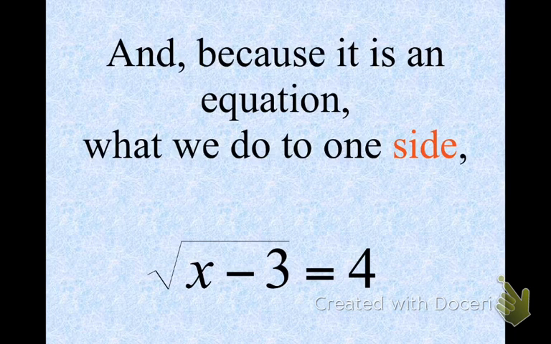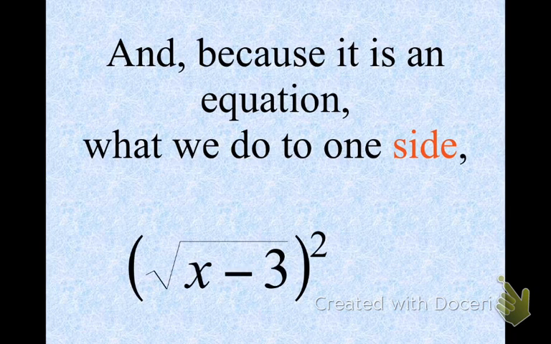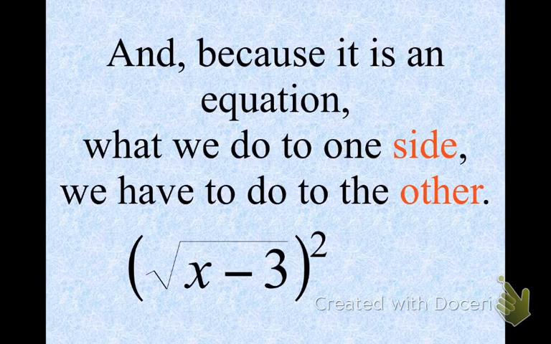And because it's an equation, what we do to one side of the equation, we also do to the other side of the equation. So the idea is we put a square on the square root section, and what we do to the left side, we also do to the right side, using the example we were given above. So if I square the left side because of the square root, I also square the right side of the equation.